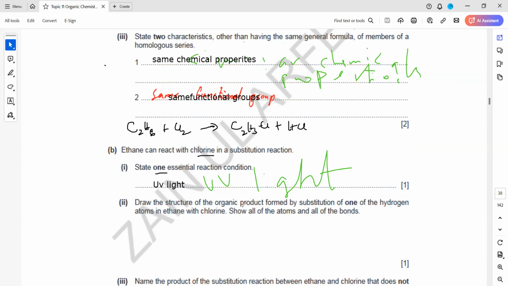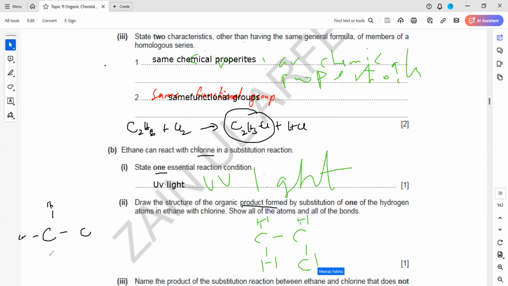Draw the structure of the organic product. This is the organic product, and you have to show all the atoms and all the bonds. So two carbon atoms will have 5 hydrogens, 1, 2, 3, 4, 5 hydrogens, and one of them will be Cl.